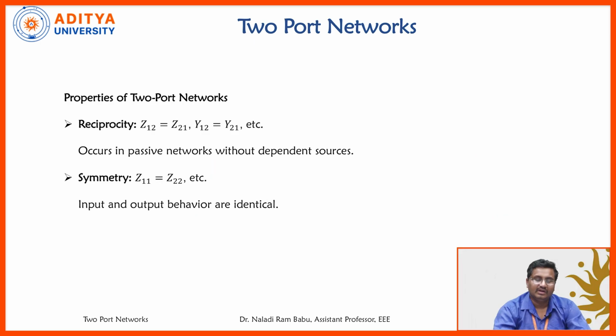Now coming to the properties of two-port networks. For any network to be reciprocal or symmetric: for reciprocity, the mutual impedances should be equal, and for symmetry, the self-impedances should be the same. Self means Z11 and Z22, whereas reciprocity means Z12 and Z21. Those should be the same for reciprocal and symmetrical networks.